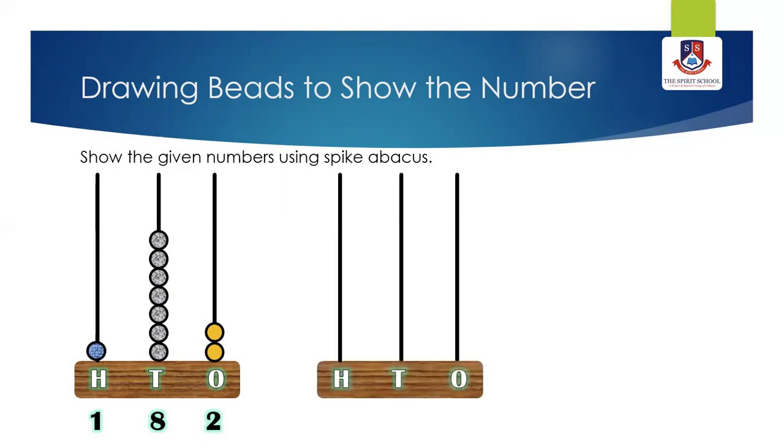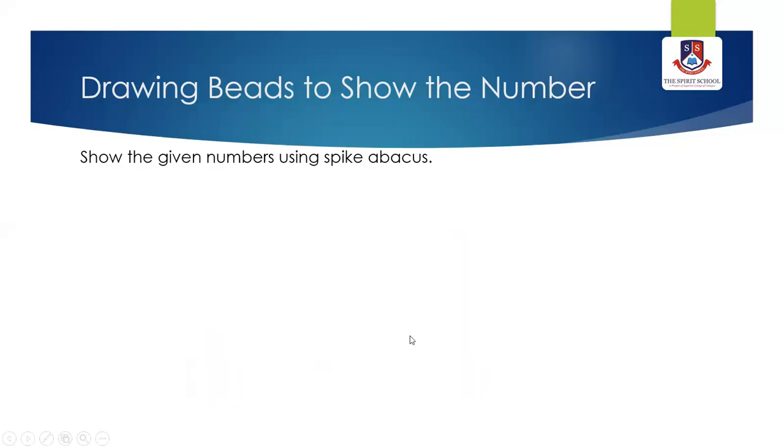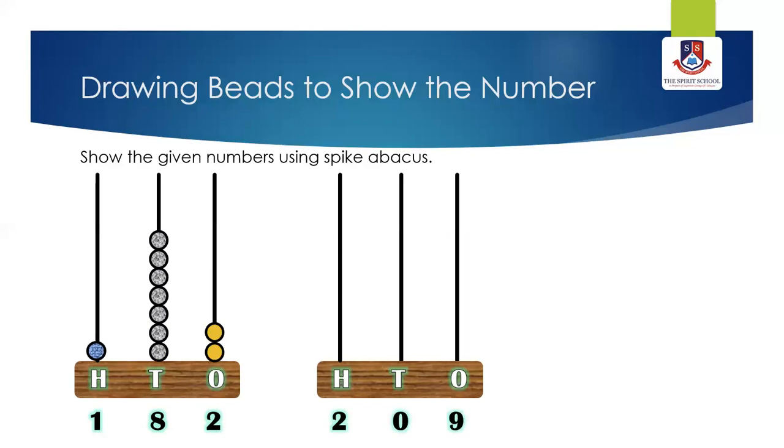Now move on to the next spike abacus. Here again we have a number, 209. So the digit at the ones place is 9. How many beads will we put in the ones place? We will put 9 beads in the ones spike. These are the 9 beads representing 9 ones. How many tens are there? There are 0 tens. It means we are not going to place any beads in the tens spike, so this spike will remain empty as we have 0 tens.